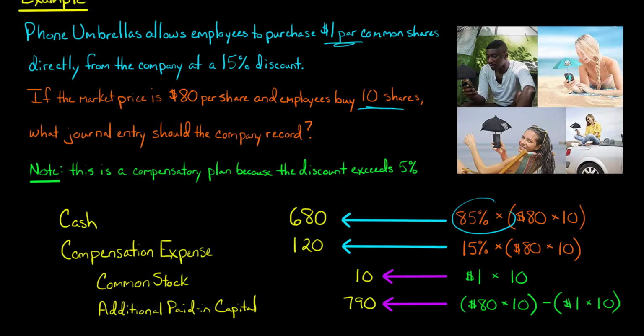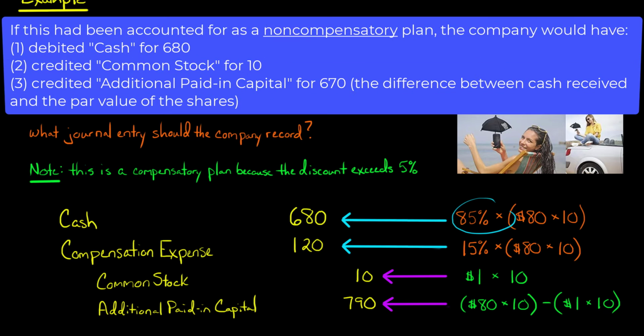Now, hypothetically, if this was a non-compensatory plan rather than a compensatory plan, then in that scenario, the company would not be debiting compensation expense. They would just debit cash for the amount of cash received and then credit common stock and additional paid-in capital accordingly.